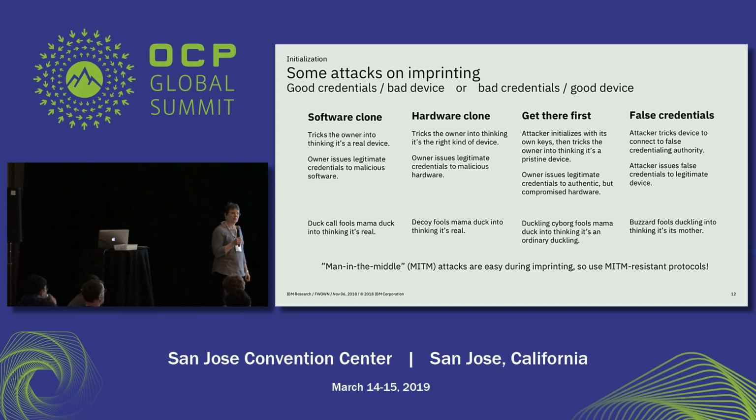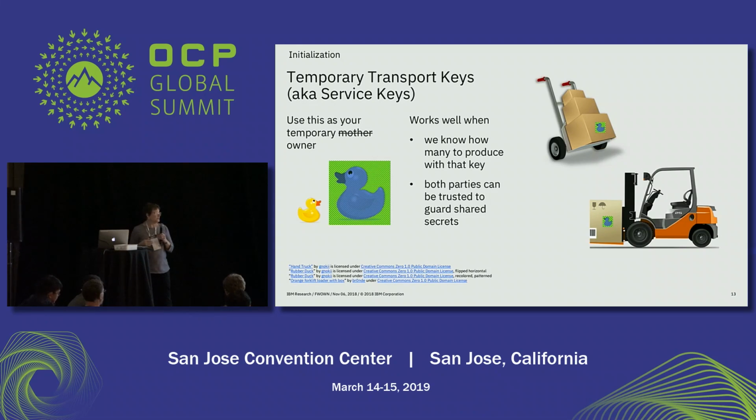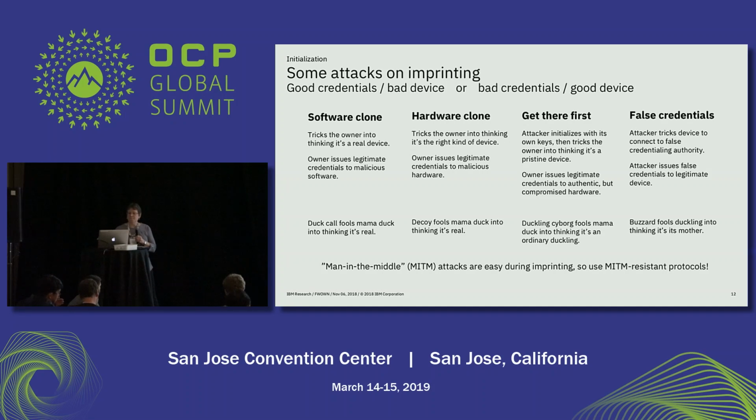So in all of the imprinting style of taking ownership, one of the real problems is man-in-the-middle attacks. If I can see that this system is right here in front of me, and I can directly connect to it, I can imprint it, and unless it's been modified hardware-wise, I know that I have become the owner.